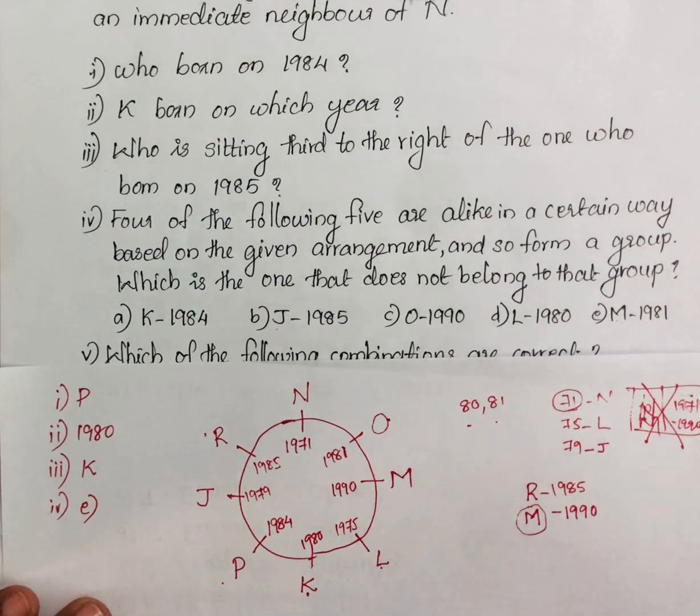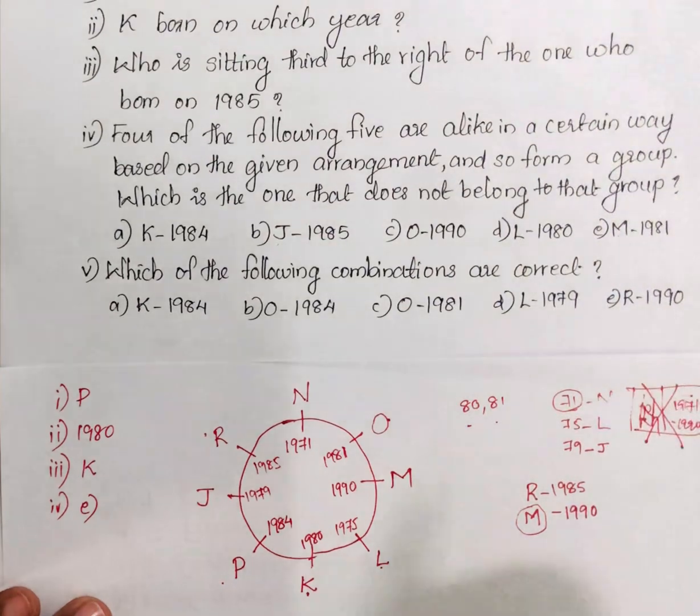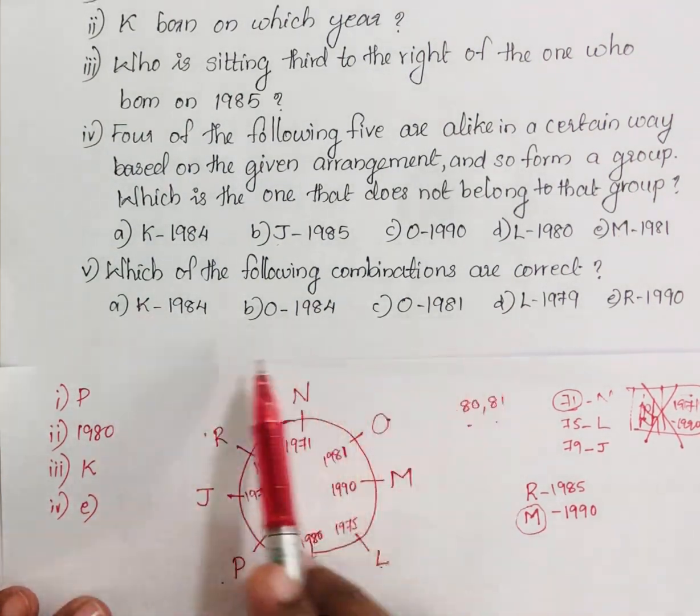Okay. If they are asking for the correct combination, then the question will be in this format: Which of the following combinations are correct? Or, which of the following combinations is true regarding the arrangement? So they will give these types of options.